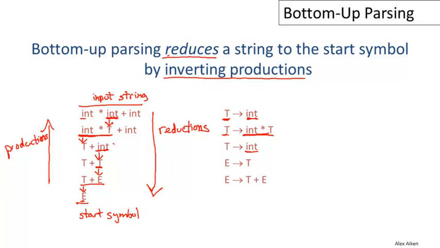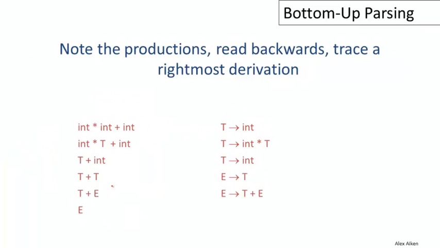I haven't told you exactly how we decided what reductions to do, and you might wonder, how did I know to do this particular sequence of reductions? Here's another interesting property of bottom-up parsing. If you read the productions backwards, they trace a rightmost derivation. If we begin here with E, remember, the parser is actually going in this direction. This is the direction of parsing here.